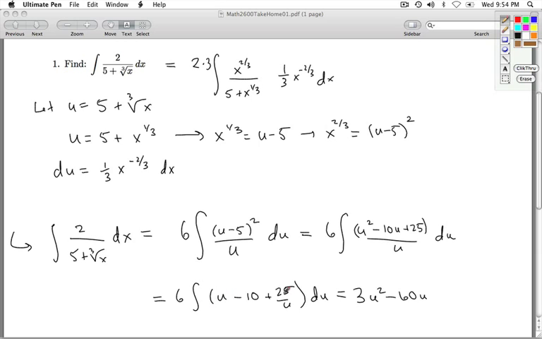I need 25 times 6, which is 150, natural log absolute value of u plus c. And now as I tell my students in Calc 1, you've solved it for u, now you've got to solve it for x, which means you've got to put the x's back in. So we get 3u squared minus 60u plus 150 natural log absolute value of u.